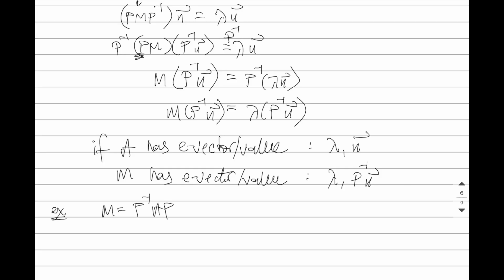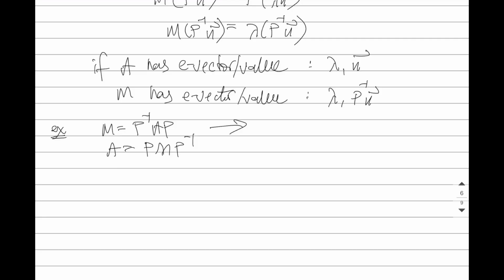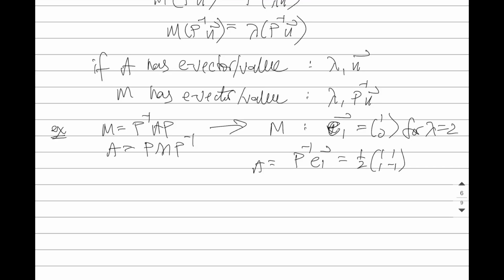In our example here, remember that M was P inverse AP, so that means A was PMP inverse. So M had eigenvector 1, 0 for lambda is 2. That means A should have this eigenvector, P inverse times e1. P inverse was given like this, and what we will find is a half 1, 1, and that's exactly the eigenvector relationship that we're supposed to get.